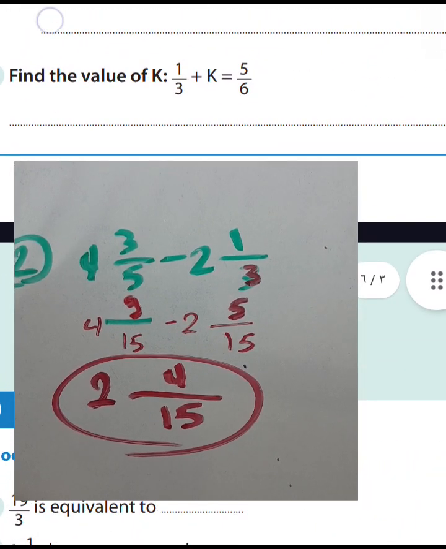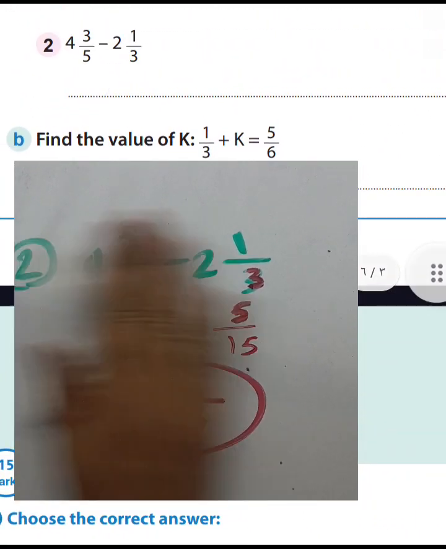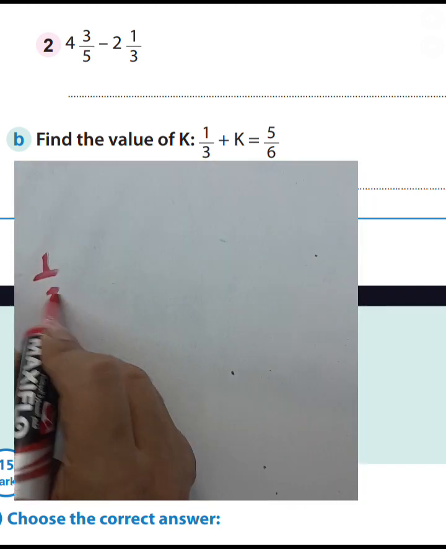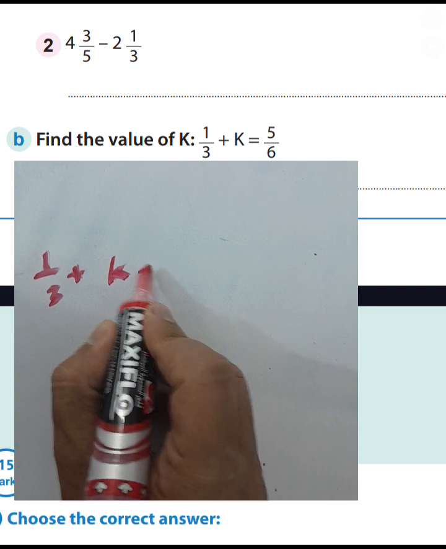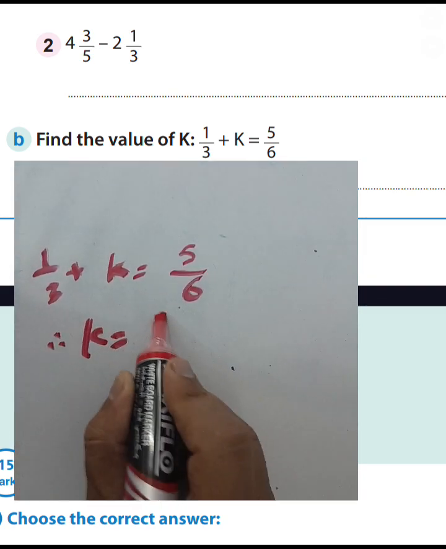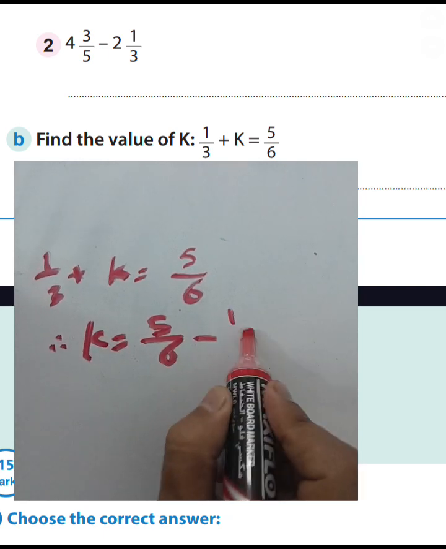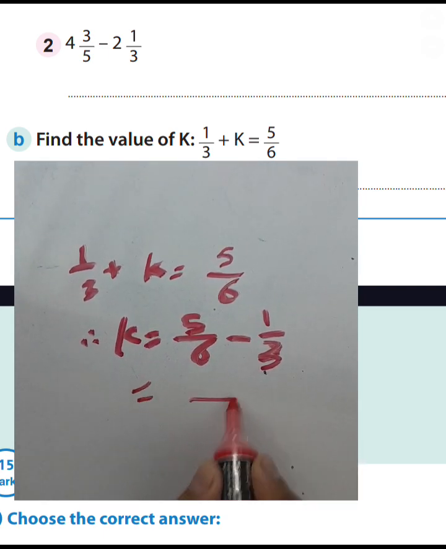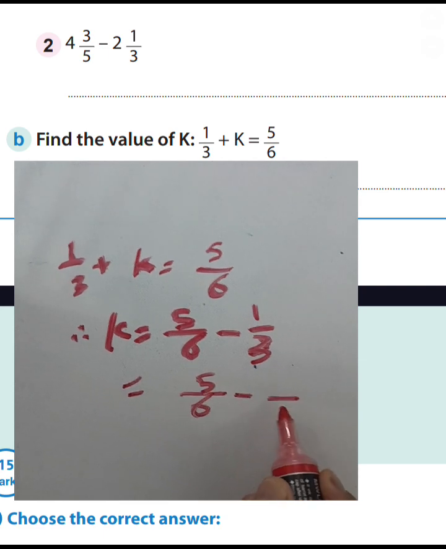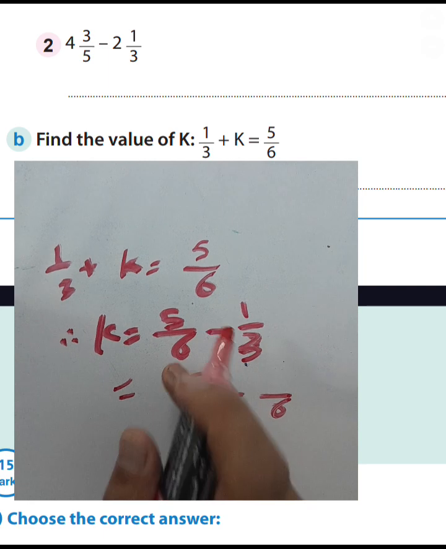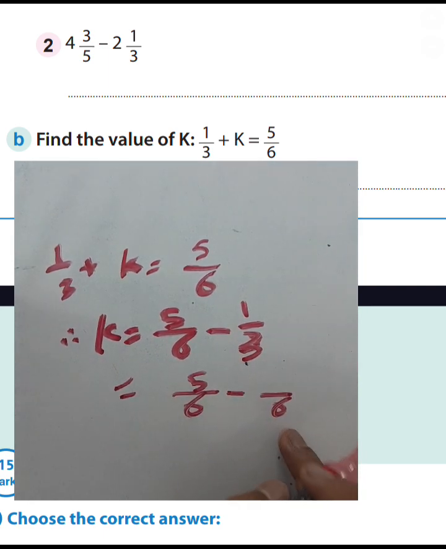We want to find the value of k here. If 1 third plus k equals 5 over 6, then to find the value of k, write 5 over 6 subtracted by 1 over 3. You can write the difference between them. Write the least common multiple between them. 3 and 6: 6 can be divided by 3, then 6 is the least common multiple.